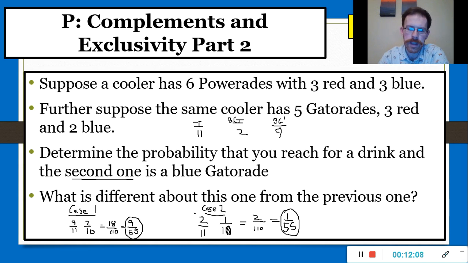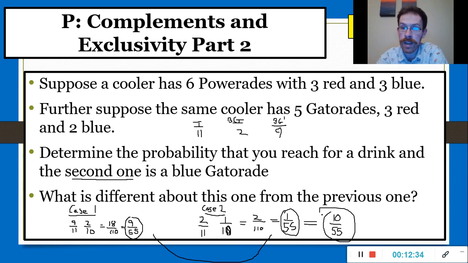So we have our probability for case 1, we have our probability of case 2. We're going to add them because we have to consider both cases, because it's the union. It's actually a union between both cases, and that's going to give us 10 out of 55, because it could be case 1 or it could be case 2, and there are no intersections between the two. So our answer is, if we're reaching for 2 drinks, the probability that the second one is a blue Gatorade is 10 out of 55.